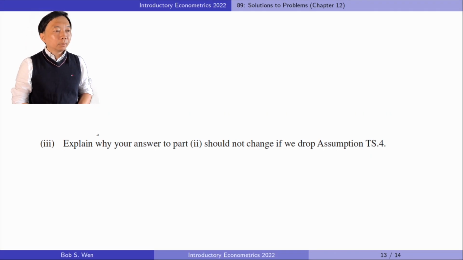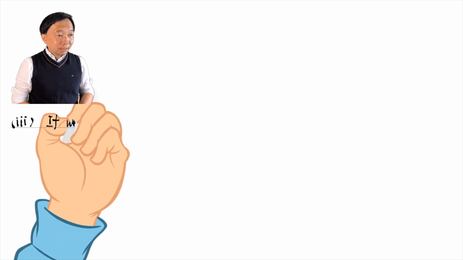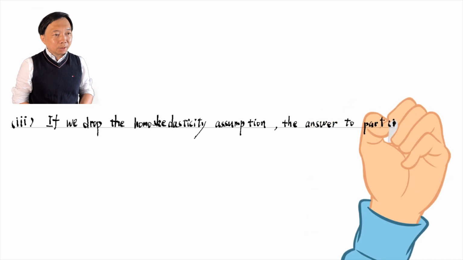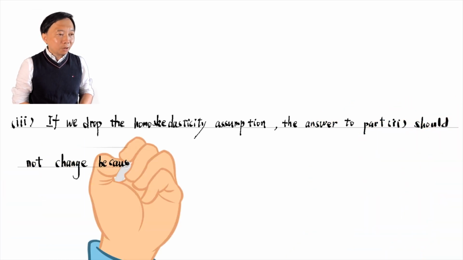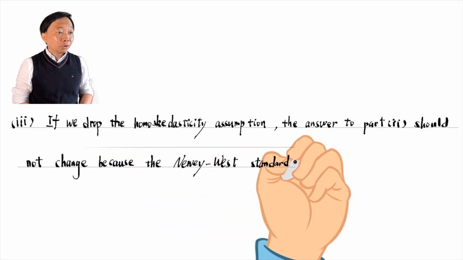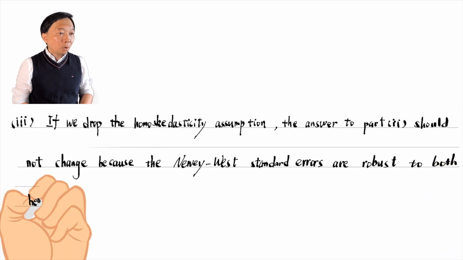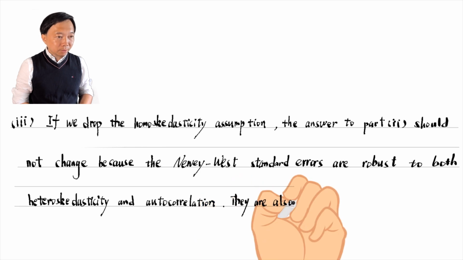In part 3, explain why your answer to part 2 should not change if we drop assumption TS.4. If we drop the homoscedasticity assumption TS.4, the answer to part 2 should not change because the Newey-West standard errors are robust to both heteroscedasticity and autocorrelation. They are also called heteroscedasticity and autocorrelation consistent standard errors.